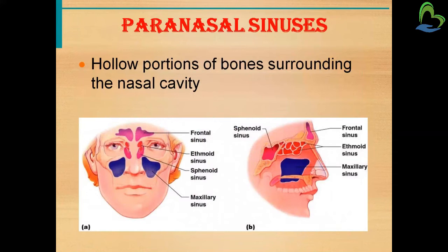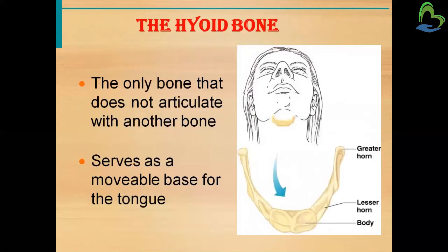Now the paranasal sinuses, hollow portions of the bone surrounding the nasal cavity. So the sinus is nothing but a hollow portion surrounded by the nasal cavity. Okay. So you can see in the picture, this is the frontal sinus, then the ethmoid sinus, then the sphenoid sinus, then the maxillary sinus. And the third one is the hyoid bone, the only bone that does not articulate with another bone; it serves as a movable base for the tongue.